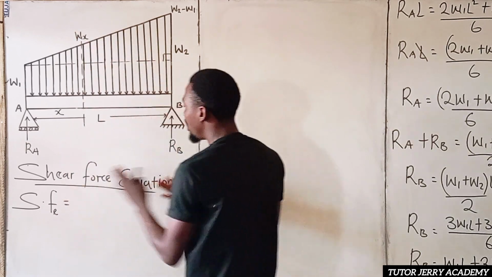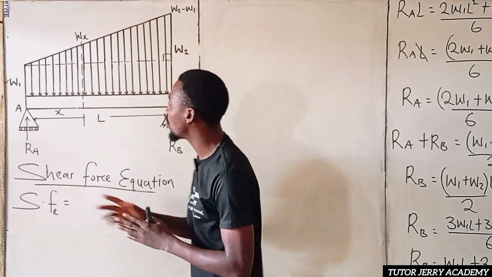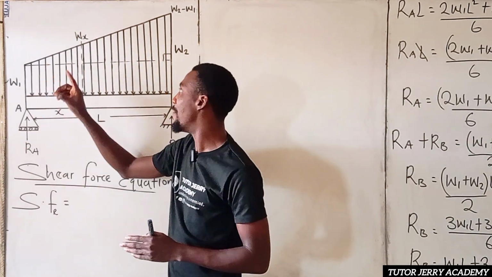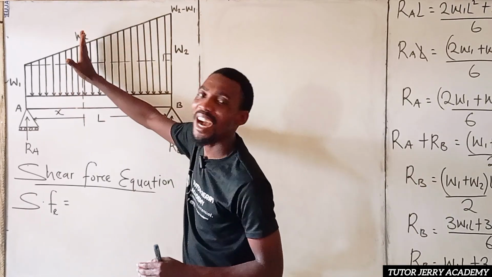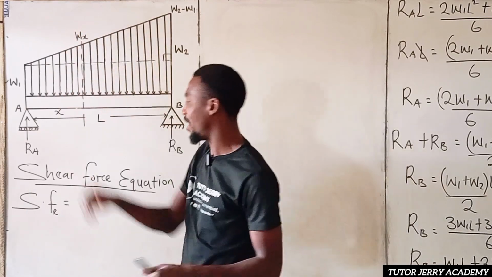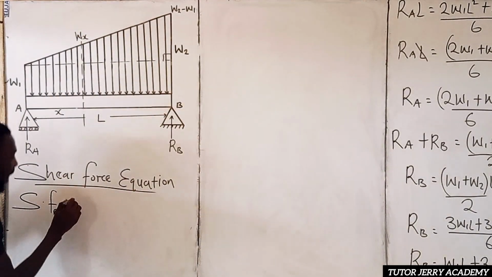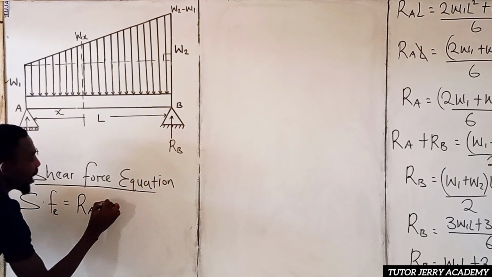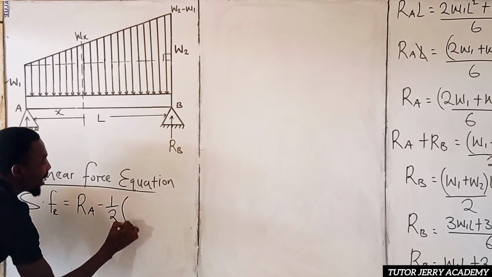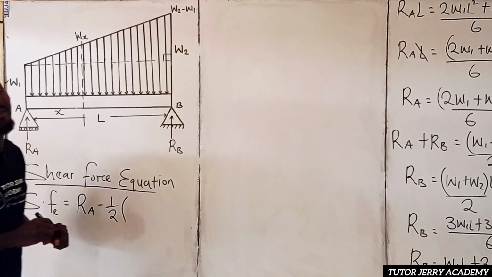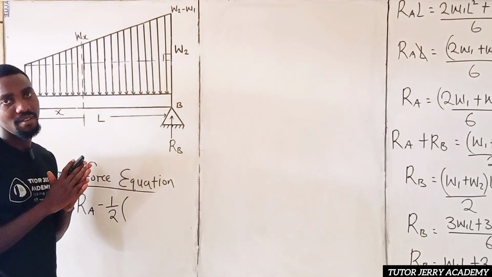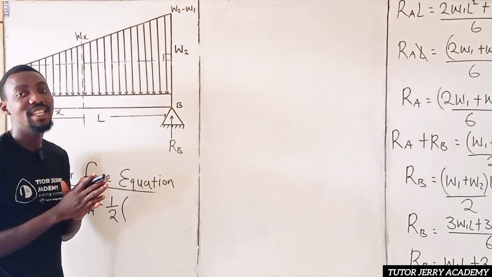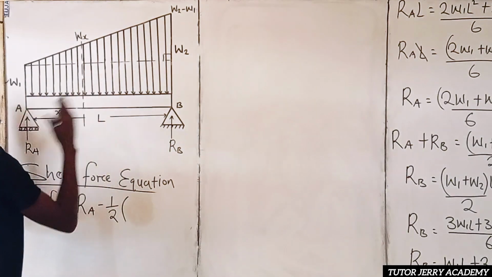So now the shear force equation is going to be equal to RA minus what? Minus the area of the trapezium. So this is going to be equal to RA minus half into, we know that the formula for a trapezium is half into A plus B multiplied by the height. That is the sum of the parallel sides.